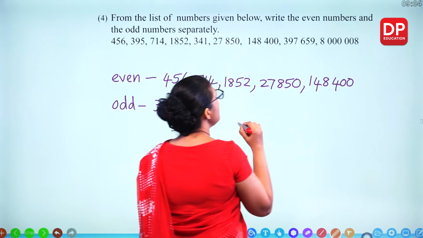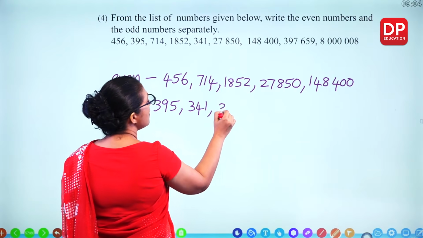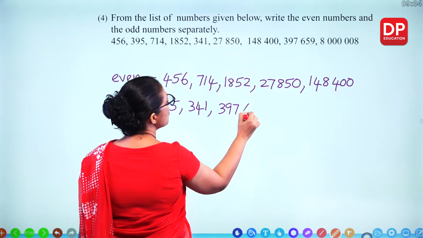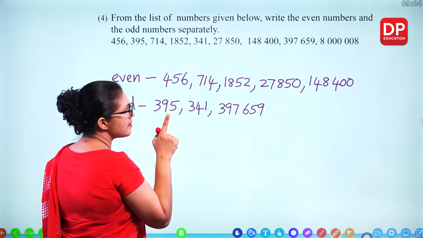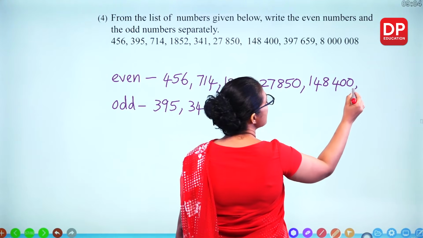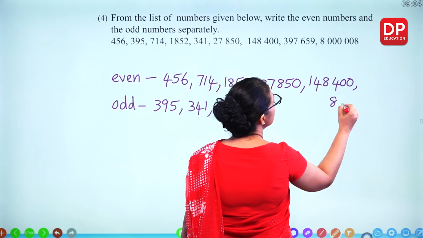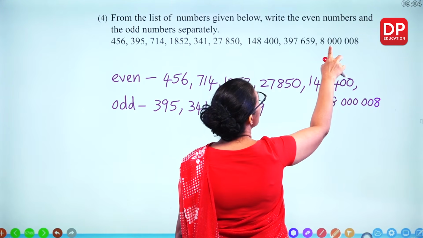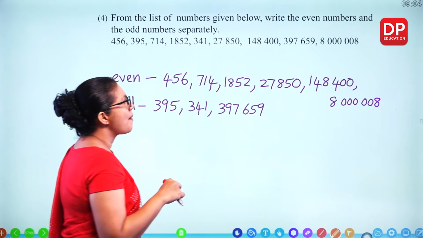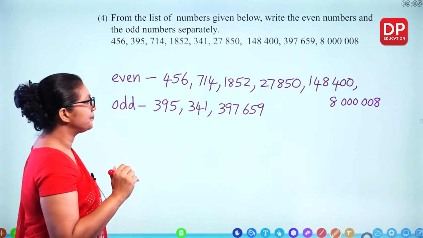Last digit is 0. 148,400 is also even. Last digit is 9. 397,659 is an odd number. Last digit is 8. That's an even number. 8 million and 8. So this is 1,000, this is million. 8 million and 8 is an even number.